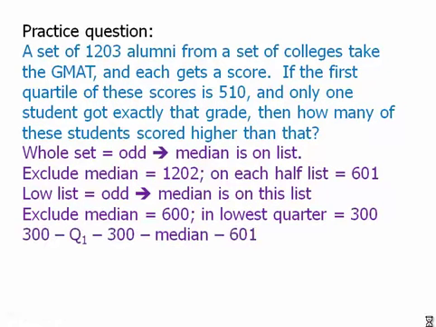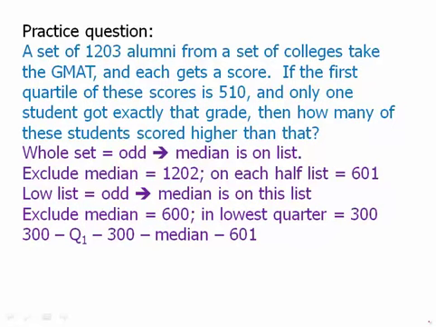So let's think about this now. There are 300 below the first quartile. Then there's the single first quartile score. Then there's 300 above the first quartile. Then there's the single median score. And then there's the 601 on the upper list.